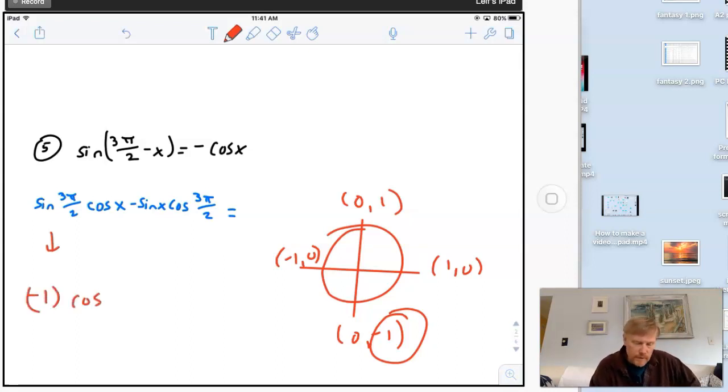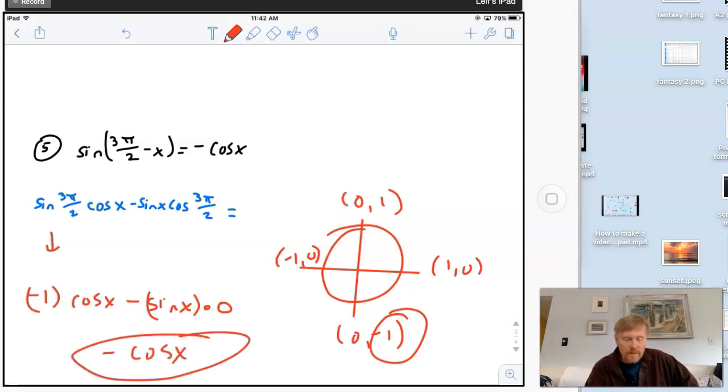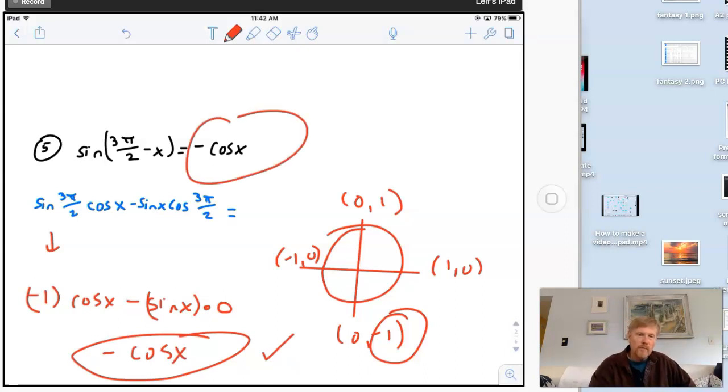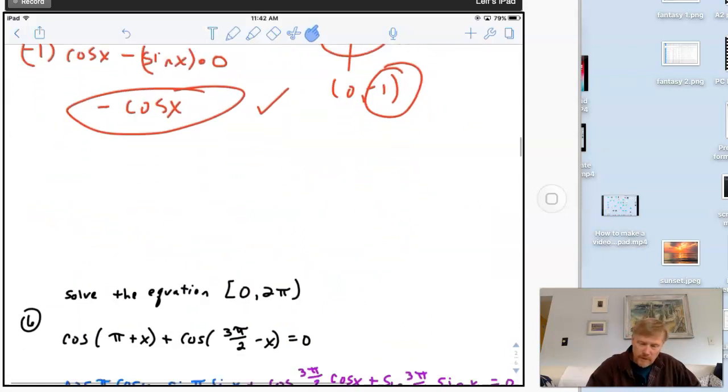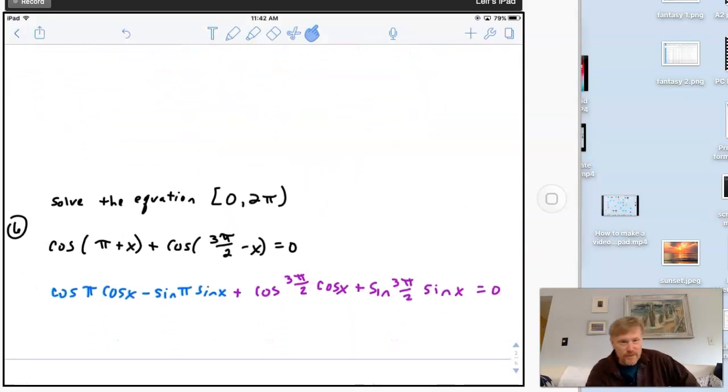times the cosine of x, minus the sine of x, times the cosine of 3 pi over 2, which is 0. So that whole 0 times sine of x is 0, which means I've got negative cosine of x, all that's left there, and I'm done, because that's what I was looking to prove from up here. Those are pretty good. I like those. Anything with zeros and ones is always nice.